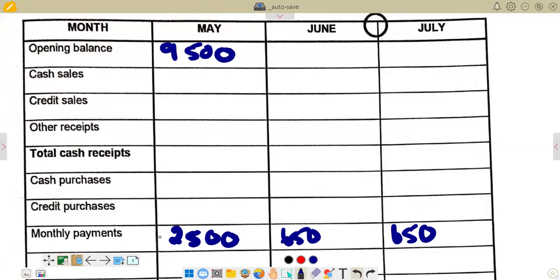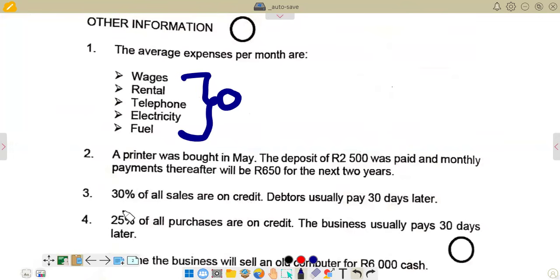Then we can go to the next adjustment. The next one says 30% of all sales are on credit. Debtors usually pay 30 days later. I think the keyword here is that the debtors are paying 30 days later. So the 30% of the sales will be paid a month after. What it means is the credit sales for May will be paid in June, and for June paid in July. We take the calculated credit sales of the previous month, 30%, and adjust it accordingly.